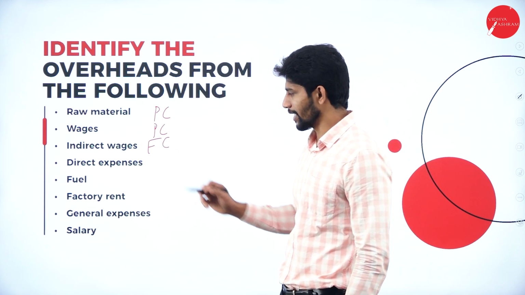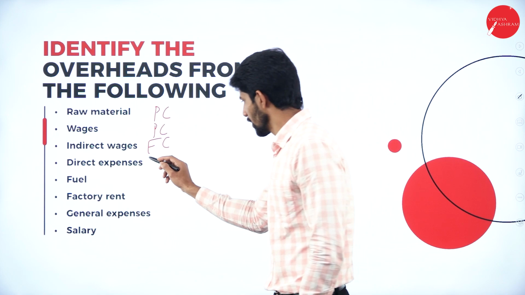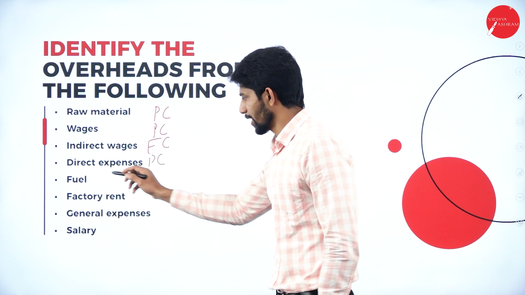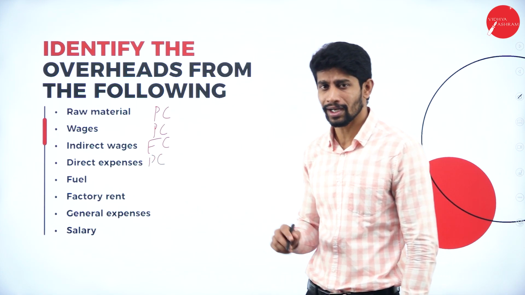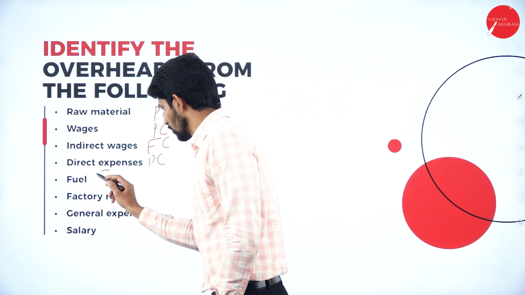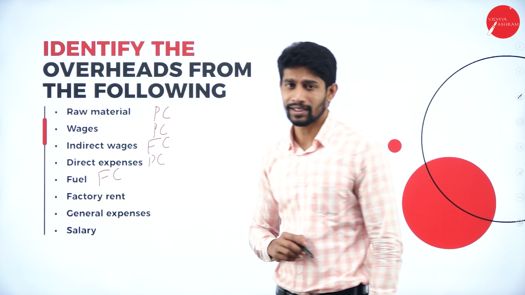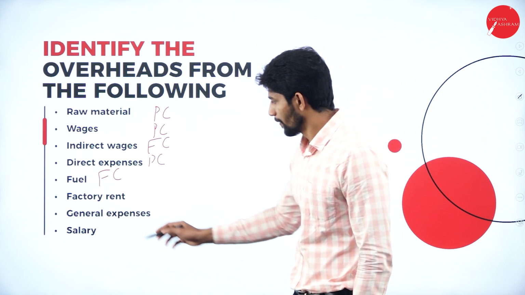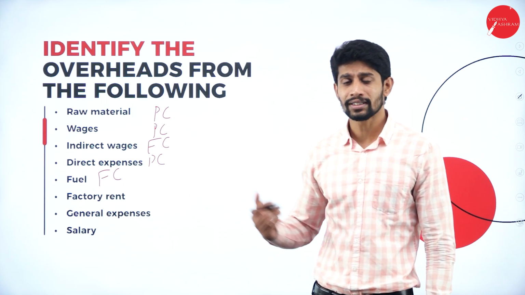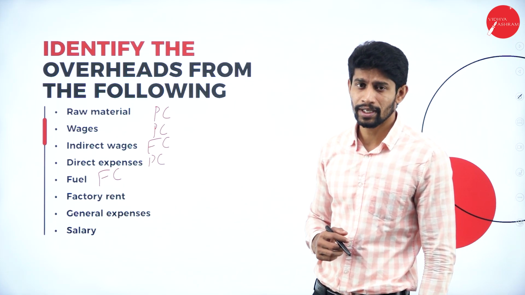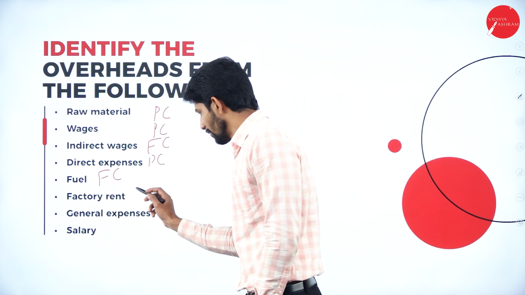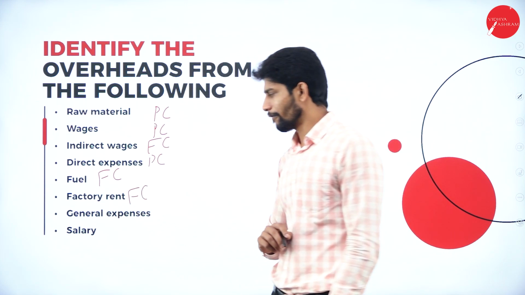Next, for example, direct expenses. Again, this comes under prime cost. Next, fuel. Where do we use more fuel? Obviously in the factory. So this fuel comes under factory expenditure, so factory cost. Next, factory rent. Which kind of expenditure does factory rent belong to? Factory overhead. So factory rent belongs to factory cost.